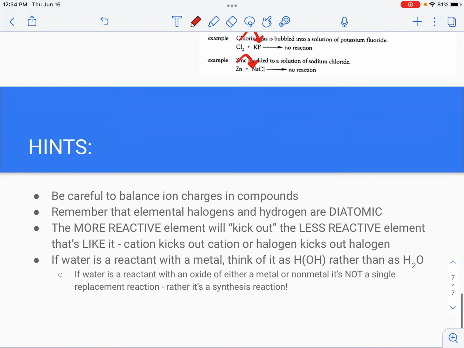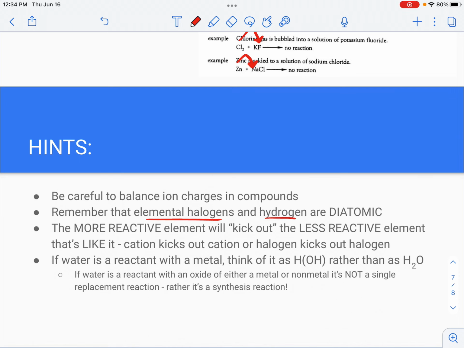Some hints that you need to be careful of. I'm not going to do a bunch of examples with you. I think you're going to be pretty good at this. So some hints that you need to be careful of would be to balance the ion charges in the compounds. Remember that you have diatomics. Your elemental halogens and hydrogen will be diatomic.